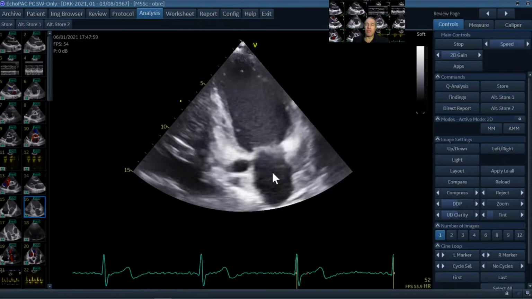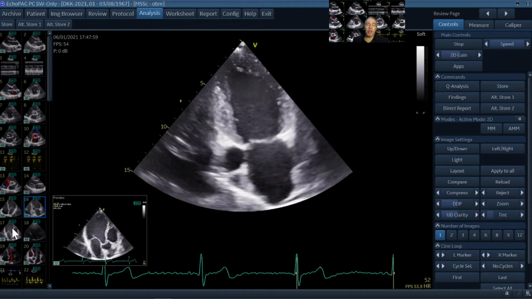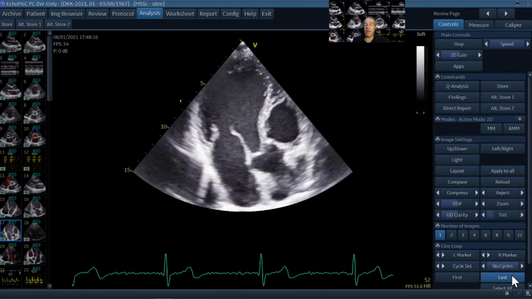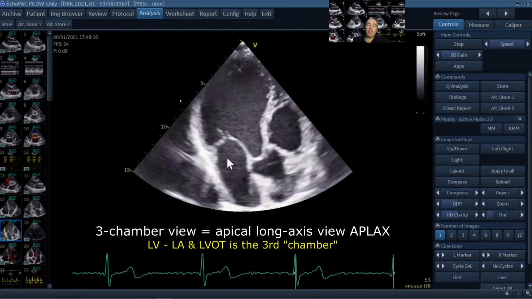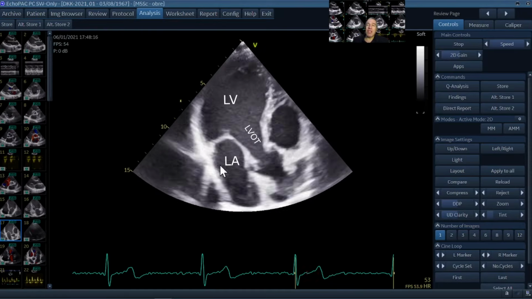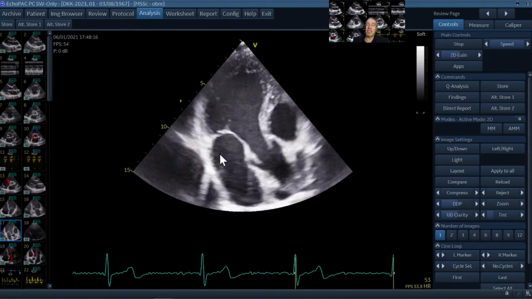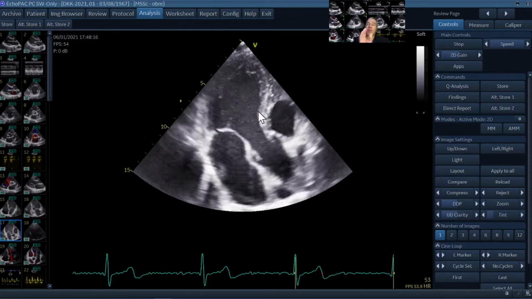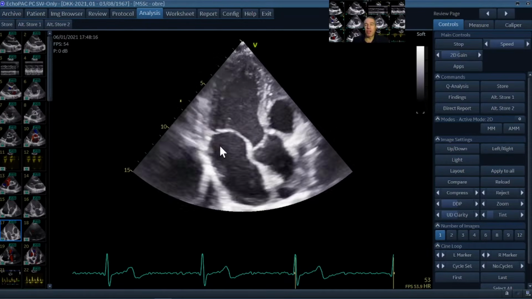the apical two-chamber view. If we further turn our probe counterclockwise 60 degrees, we end up in the apical three-chamber view. The apical three-chamber view, also called the apical long axis, is actually the same view, or you see almost the same structures as you see in the parasternal long axis view. So this view, you can tilt it in the image, and then you end up with a kind of parasternal long axis view.